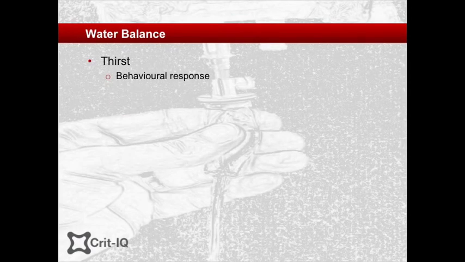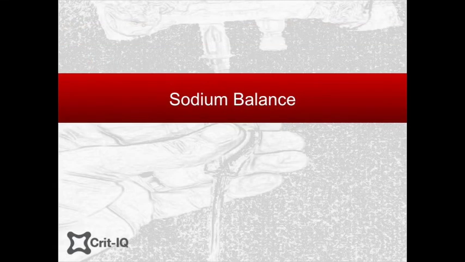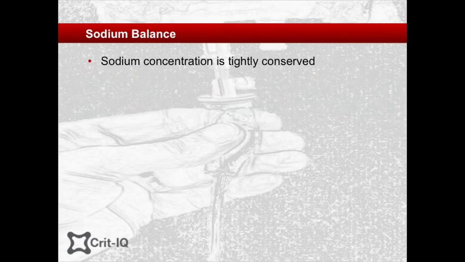Thirst is a behavioural mechanism that increases free water intake. Centres that mediate thirst are located in the hypothalamus and are powerfully stimulated by volume depletion and increased osmolality. The normal concentration of sodium in the extracellular fluid is tightly conserved. Normal values range from 135 to 145 millimoles per litre, representing the vast majority of extracellular cations.